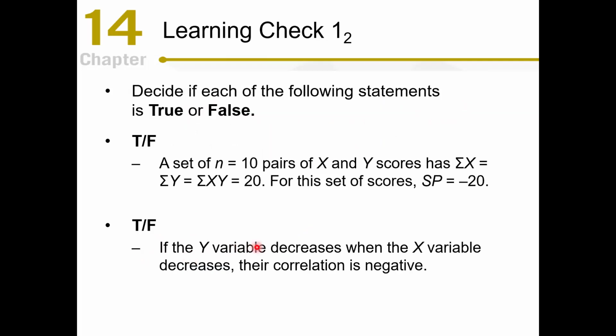All right. True or false? It says a set of n equals 10 pairs of x and y scores has a sum of x and sum of y, and a sum of xy equaling 20. It says for this set of scores, the SP equals -20. So that will require you to solve, right? So we know that you have the sum of xy minus the sum of x times the sum of y divided by 10, right?